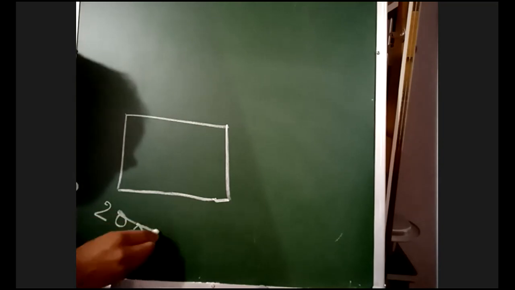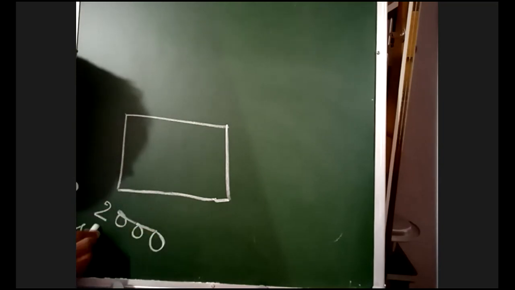I am taking nearly 2000 sheets. I am cutting the lamination sheets in the rectangle shape. All these 2000 sheets are of same size and same thickness. Same size means, suppose the length is 5 centimeter. What do you mean by thickness?